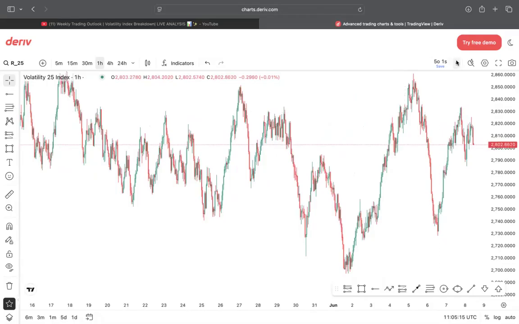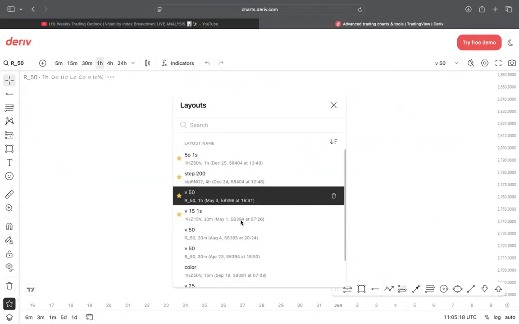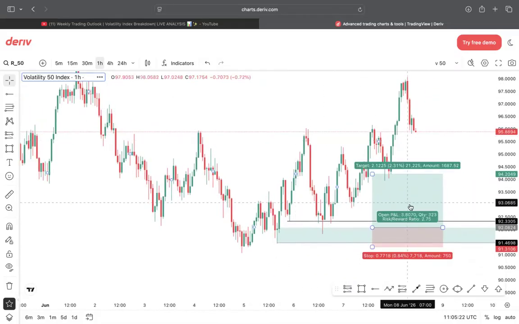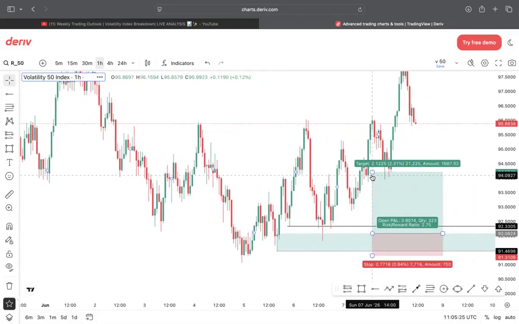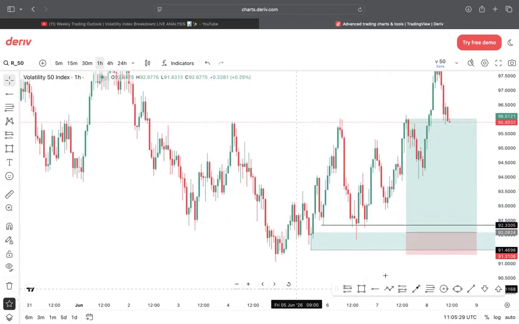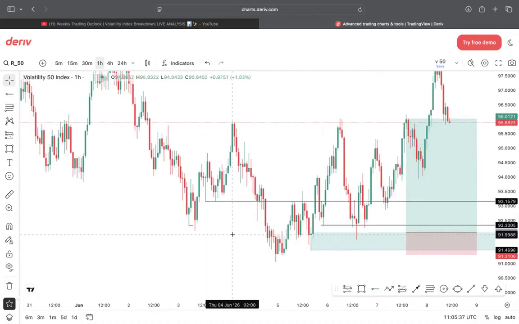I also have a trade on V50. I gave out this trade on almost all my social media platforms and it played out very, very well. I gave out the trade here first. This is a sweep here, and then this was our structural point, and then this was our PR somewhere around it.